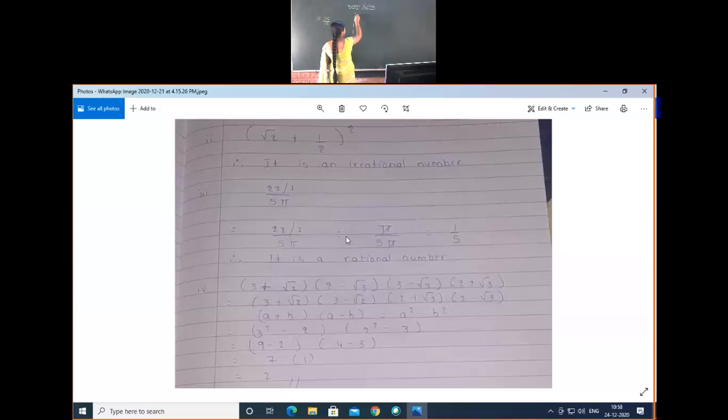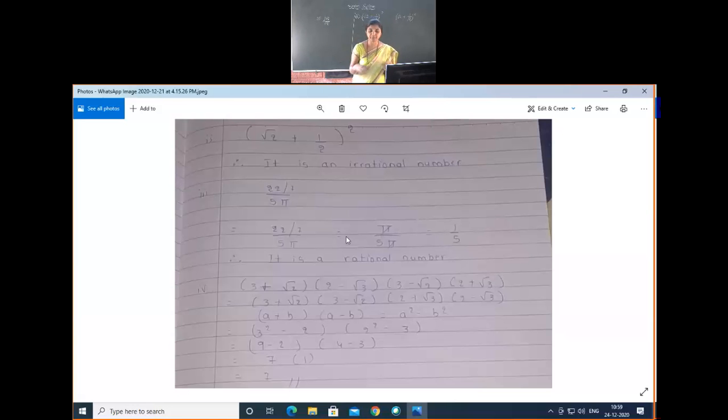Some students took the problem in the form of root 2 plus 1 by 2 whole square. But some students have corrected this in the form of root 2 plus 1 by root 2 whole square. Actually, in the assignment worksheet that symbol is not proper. Many students asked their doubt, so I corrected that in the form of root 2 plus 1 by root 2 whole square. But some students only took the problem like root 2 plus 1 by 2 whole square.